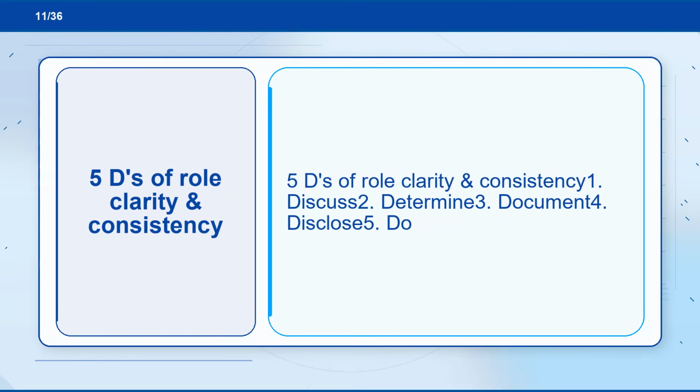Flashcard 11. Term: 5 Ds of role clarity and consistency. Definition: the 5 Ds of role clarity and consistency. 1. Discuss. 2. Determine. 3. Document. 4. Disclose. 5. Do.